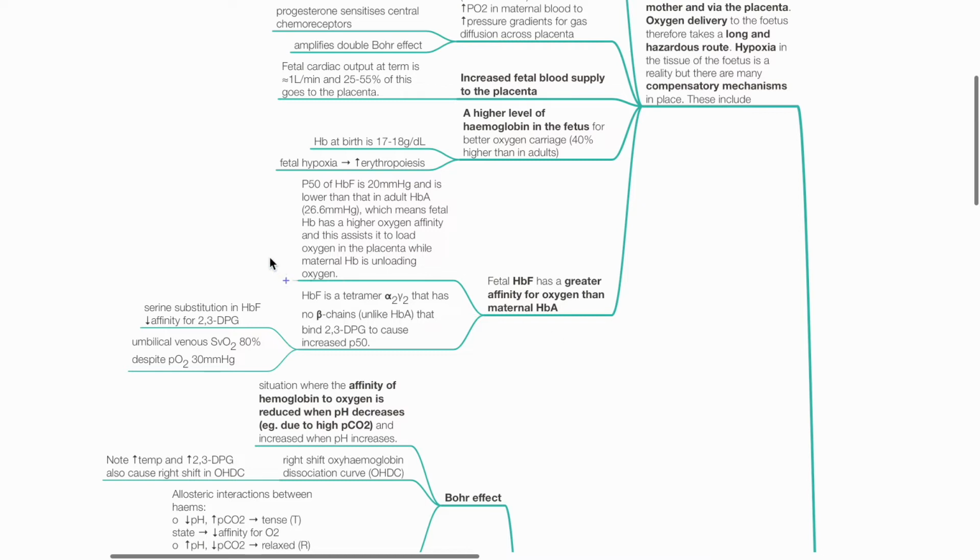The P50 of HbF is 20 mmHg, and this is lower than that in adult HbA, which is 26.6 mmHg. This means that fetal Hb has a higher oxygen affinity, and this assists it to load oxygen in the placenta, while maternal Hb is unloading oxygen. HbF is a tetramer consisting of 2 alpha and 2 gamma subunits that has no beta chains, unlike HbA. Beta chains bind to 2,3-DPG to cause increased P50, which does not occur in HbF.